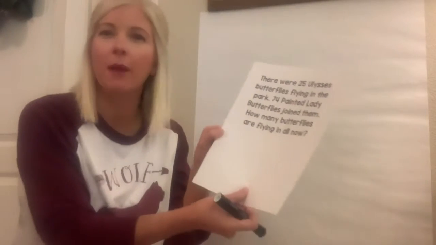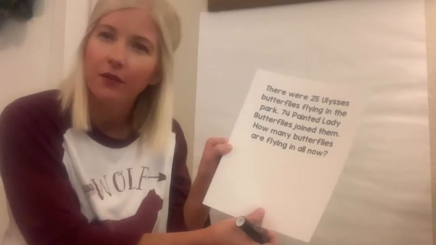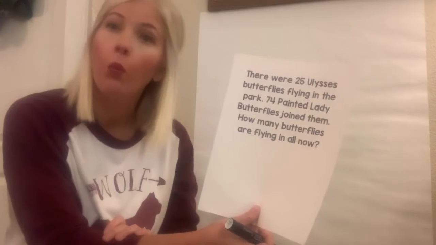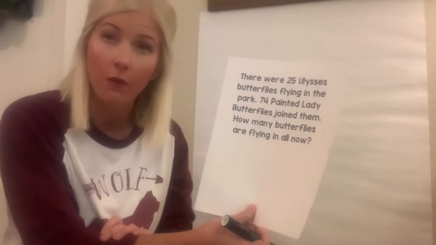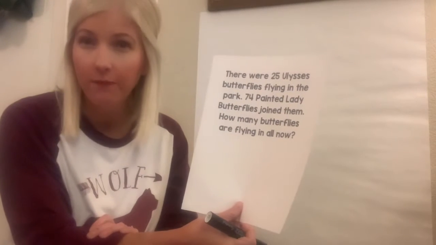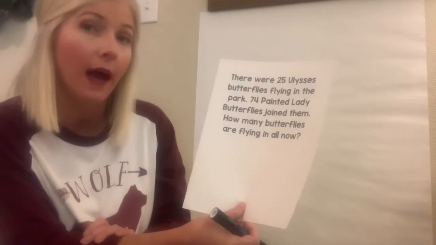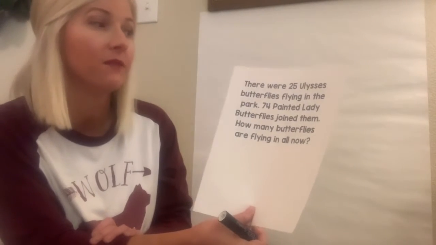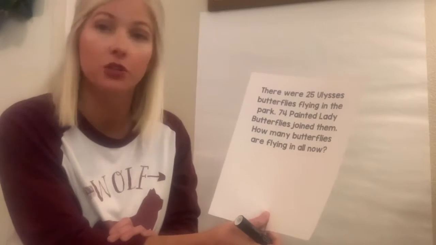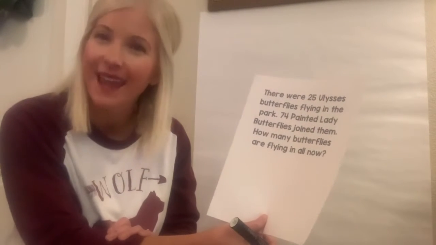So when we do a CGI problem, we think about what we know and what we still need to find out. So I'm going to read it again, and I want you to think about the things we know, what we need to find, what we do not know, and how we're going to find it. Do we need to add or do we need to subtract, okay? Think about it really hard while I read it again. There were 25 Ulysses butterflies flying in the park. 74 painted lady butterflies joined them. How many butterflies are flying in all now?